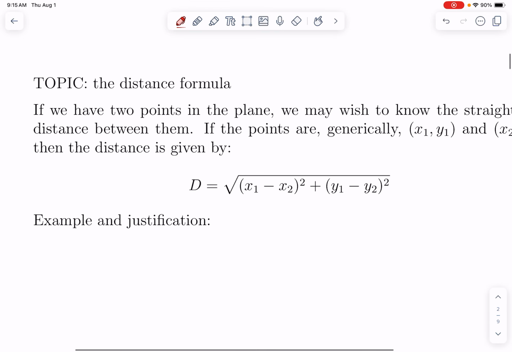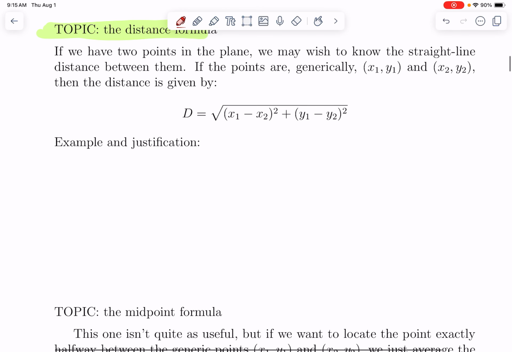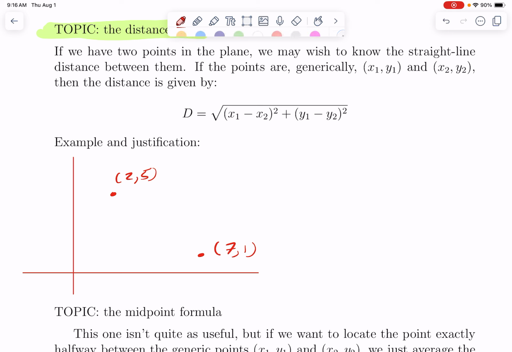All right, first thing, and this maybe you haven't seen, but it's worth knowing, it comes up in certain problems, is the distance formula. So the idea is, if we have 2 points in the plane, let's suppose I have a point here at 7, 1, and I have a point here at 2, 5. And I want to know how far apart are they, right? What is this distance?